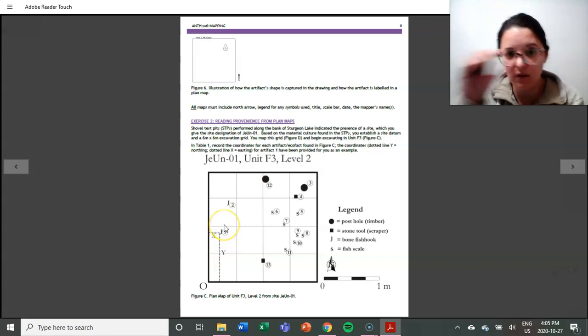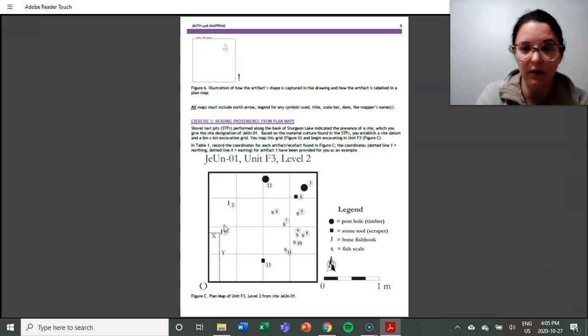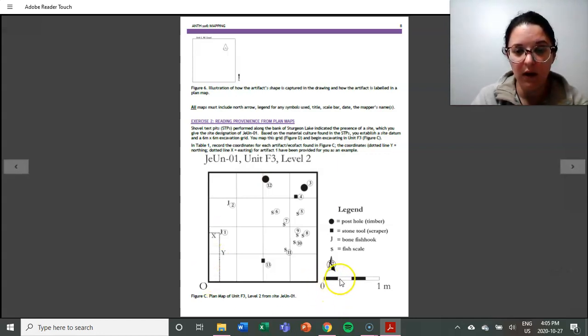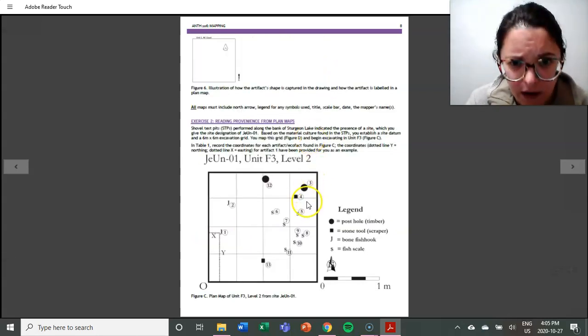And again, if we wanted to use a little ruler and measure it out, or if we wanted to draw a little sticky note with the little marks representing where these little 25 centimeter divisions are on our scale bar, we would see that it's about 20 centimeters east. So I will write that here in my table. Now we're going to do it for the next one.